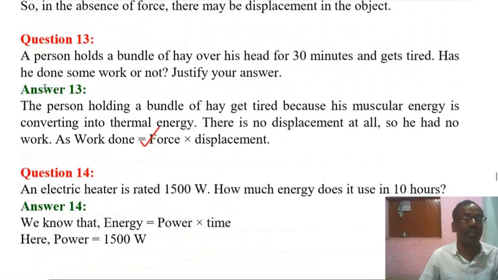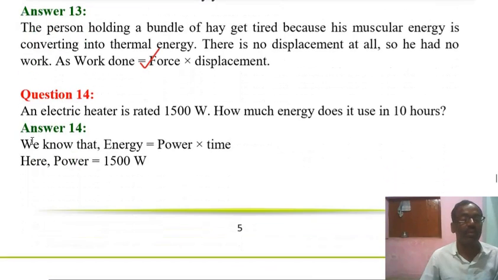Let's see question number 13. A person holds a bundle of hay over his head for 30 minutes and got tired. Has he done some work or not? Justify your answer. The person holding a bundle of hay gets tired because his muscular energy is converting into thermal energy. There is no displacement at all. So he has done no work, as work done equals force into displacement.